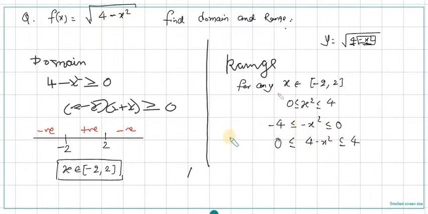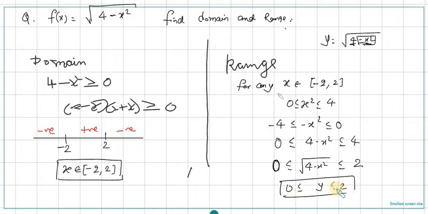Okay. So now you have to take the square root of it. If you take the square root of this 0, and take the square root of this 4, that is 2, and this is the same function we are looking for, that is y. So y is lying between 0 and 2. That is the range of the function.